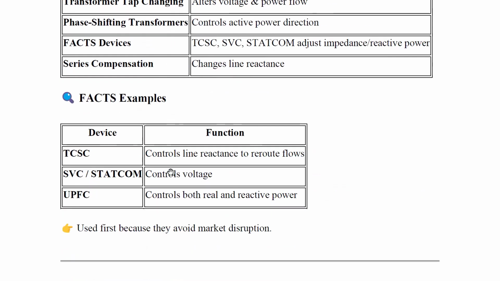Next comes the FACTS examples. If we take a TCSC, what is the main function of the thyristor controlled series capacitor? To control the line reactance and reroute the flows. Next, the static VAR compensator and static compensator control the voltage. Next comes the unified power flow controller, which controls both the real and reactive power. These FACTS devices are used first because they avoid the market disruption.